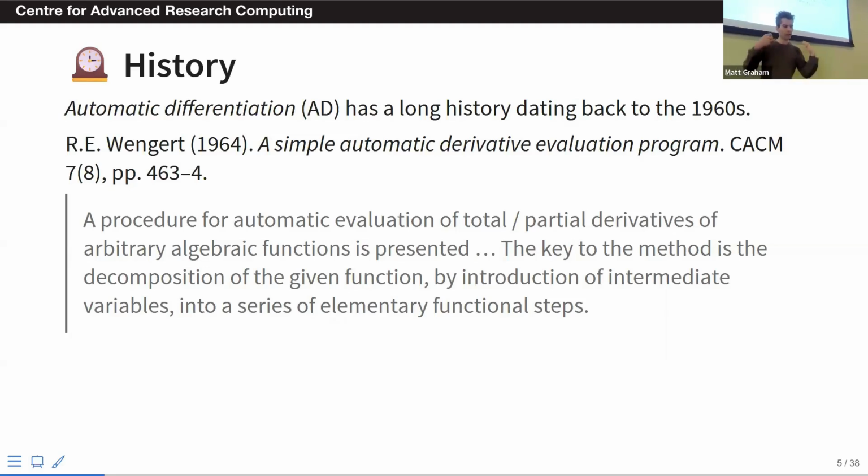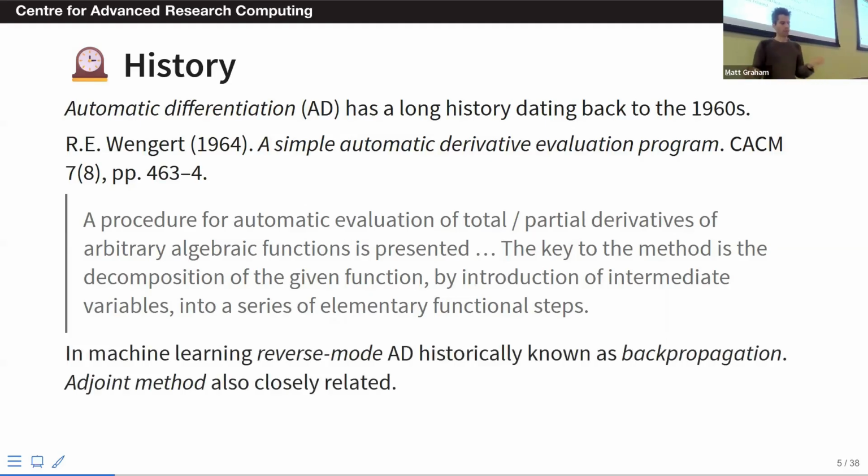So, a procedure for automatic evaluation of the derivatives of arbitrary functions, with the key component being that we decompose the function by introducing the intermediate variables that we use when computing the different operations as part of that function, as a series of elementary functional steps.